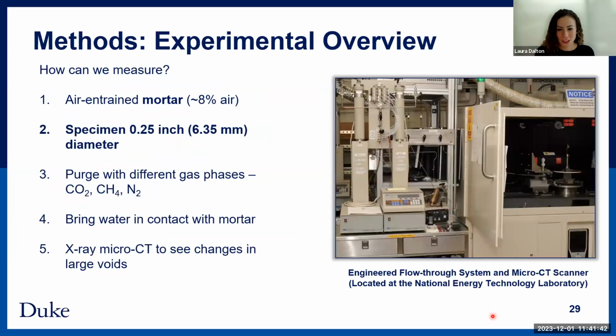And I knew that we could see those large pores really easily because, having the experience with foam cement, you do have to use a very small sample size for the system. Just to put that in context, that's tiny, so that you can see what you're trying to see. So I made these really porous samples and then purged them, one with CO2, one with methane, one with nitrogen, and then brought water in contact with the sample and started CT scanning to see what would happen.